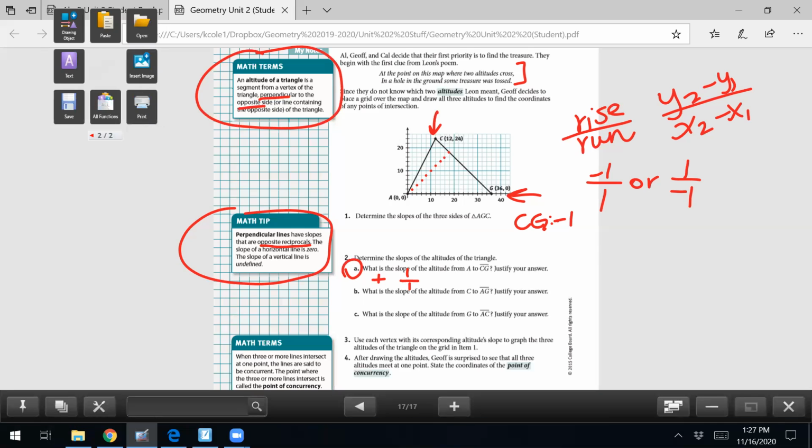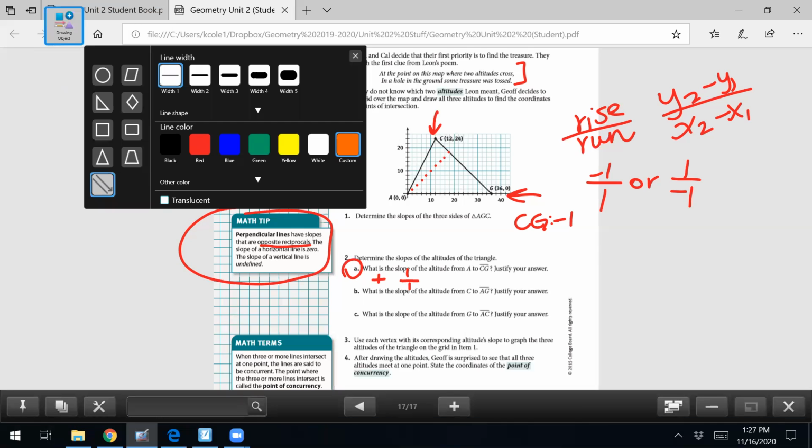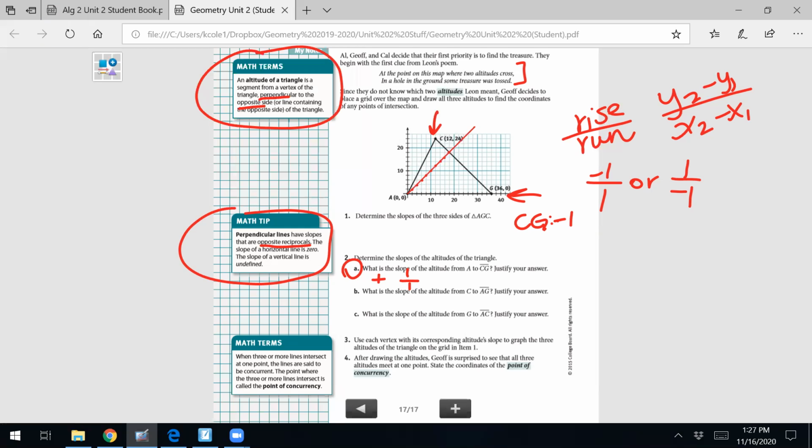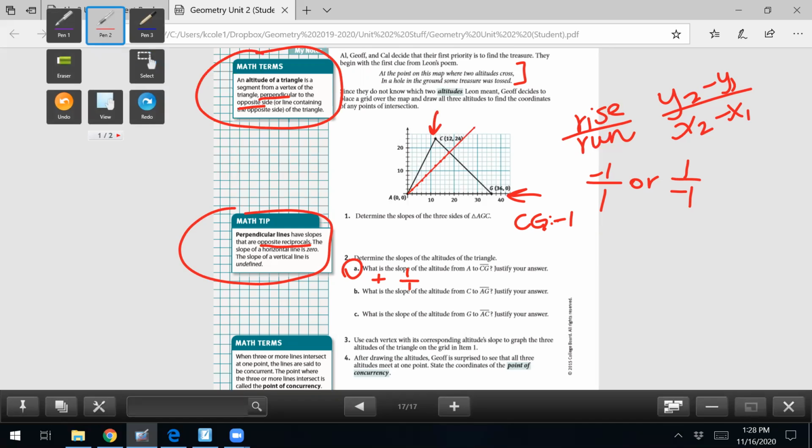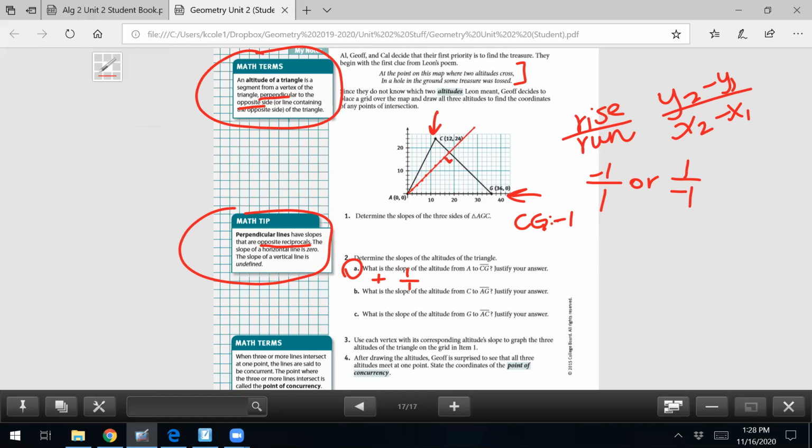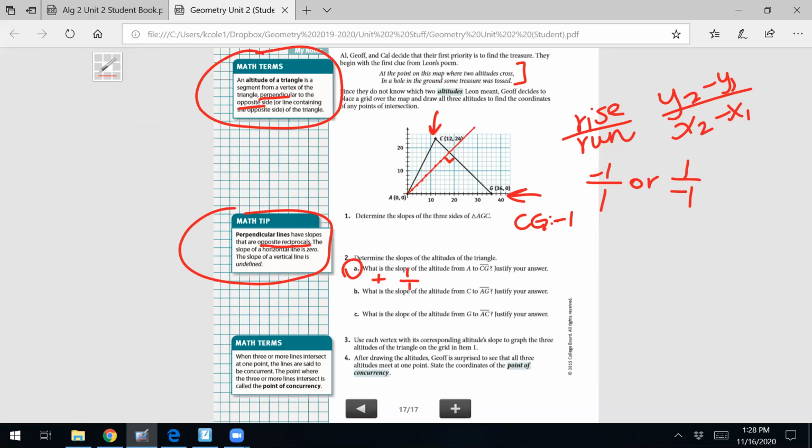I'm going to even use my line tool to make sure I have a straight line from A through CG. And I know it's perpendicular because I used the perpendicular slope. So I'm going to put my box right there, which shows that it's perpendicular to that segment.